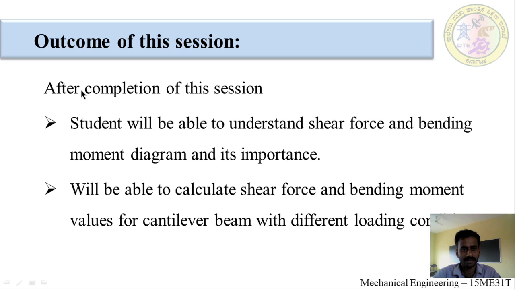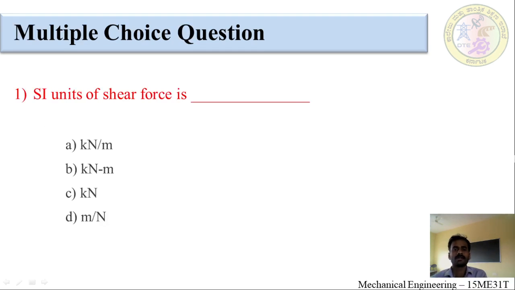After completion of this session, you will be able to clearly understand the shear force and bending moment diagram and its importance, and you will be able to calculate shear force and bending moment values for a cantilever beam with different loading conditions. We have discussed different loading conditions, that is with a point load and a uniformly distributed load. Now we will discuss a few questions on this session, that is, multiple choice questions.